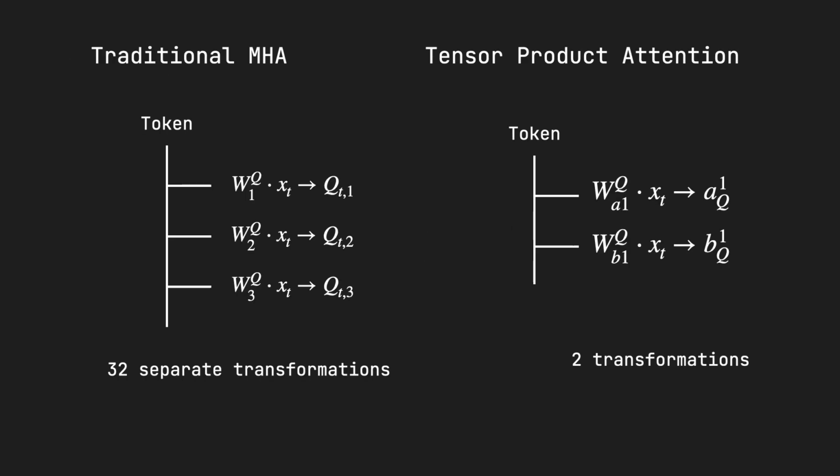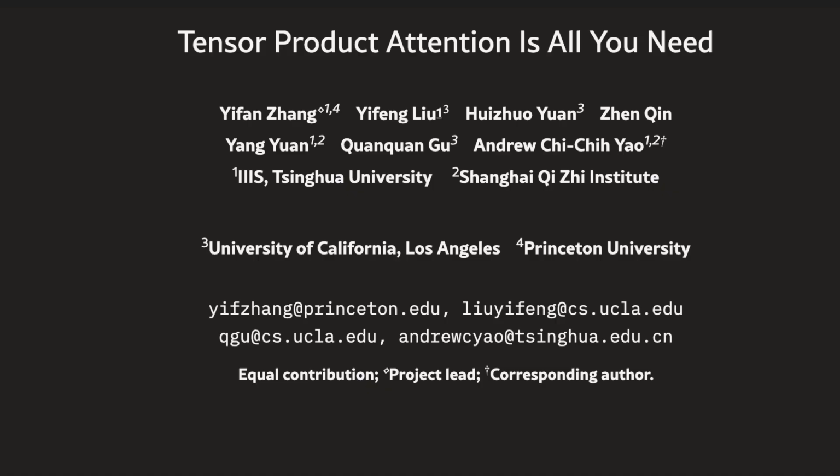If we take a step back, you'll see that this reduces memory consumption. It reduces the transformations that we have to do in this very simple example. So this is what tensor product attention is about. This paper is called Tensor Product Attention Is All You Need. It's very mathematical and technical. I highly encourage you to check it out.